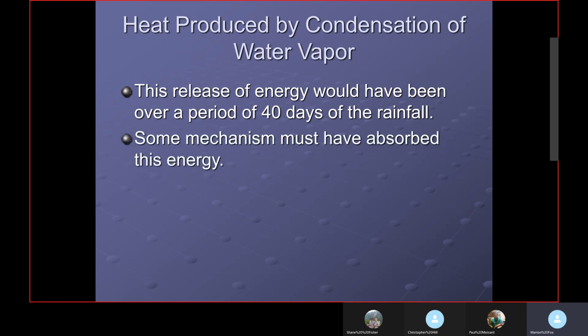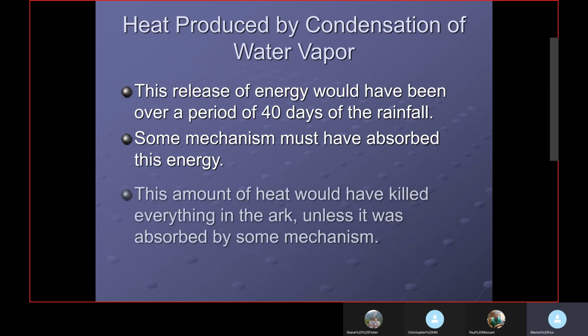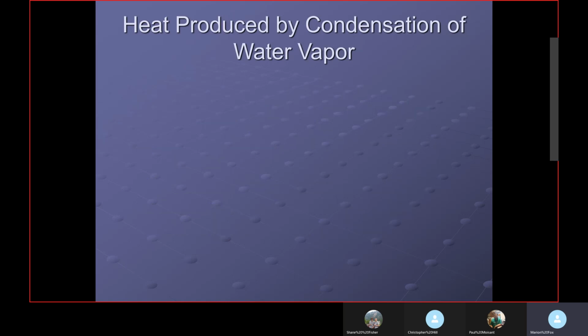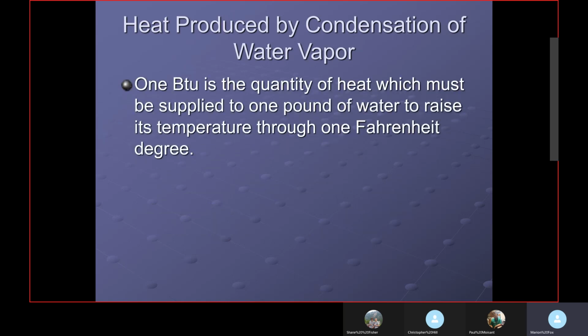Now we have a problem here with this release of energy because the release of energy would just get things too hot, kill everybody in the ark even. Some mechanism must have absorbed this energy, vast amounts of energy, had to absorb it. The amount of heat would have killed everything on the ark unless it was absorbed by some mechanism. Again, God didn't determine that to happen.